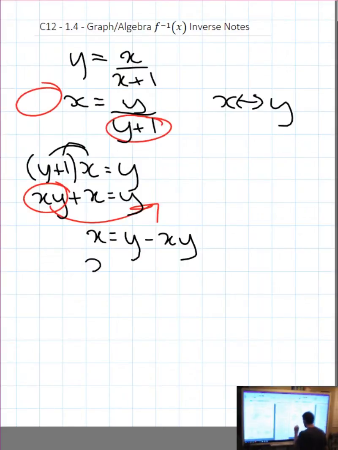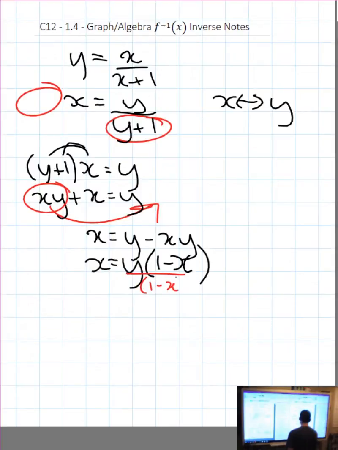Then I want to factor out a y. Then I want to divide both sides by exactly what I factored y out of, and I'm going to do this one more time for you guys. And I simply get x over 1 minus x, these ones cross off, is equal to y.